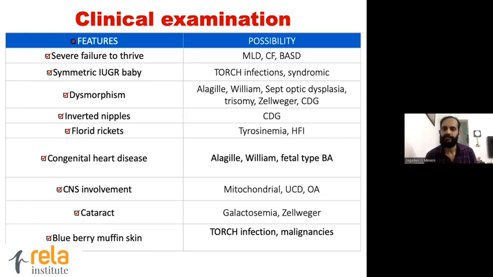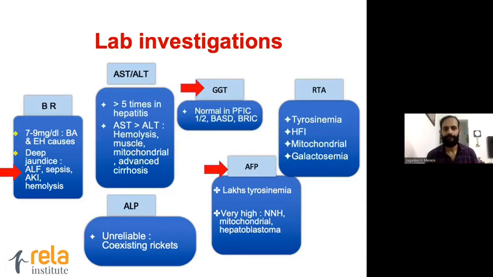Florid rickets is a part of renal involvement, usually in tyrosinemia and hereditary fructose intolerance. CNS involvement or multisystemic involvement usually suggests small molecule diseases, which are mitochondrial disorders, urea cycle disorders, or organic acidemias. Cataract is characteristically seen in galactosemia, that is an oil-drop cataract, and sometimes in Zellweger syndrome. We look at some clues from the LFT. I've already mentioned the gamma GT. Alpha fetoprotein is one investigation which can sometimes clinch the diagnosis.